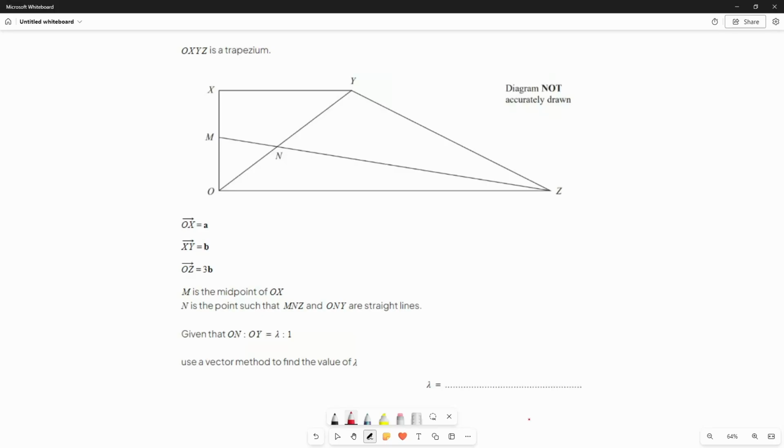Today I'm going to be walking you through one of the trickier vectors questions. This is from Edexcel IGCSE, I think the 2022 paper 1. Pause the video now and have a go at the question yourself. So let's read through the question.